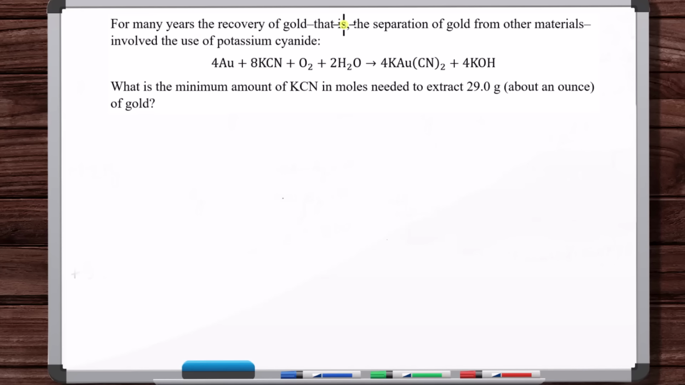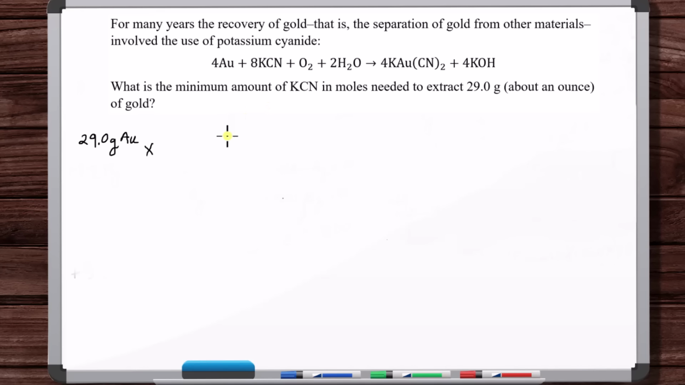For many years, the recovery of gold, that is, the separation of gold from other materials, involved the use of potassium cyanide. And so for the separation of gold from other materials, they give us the chemical equation. What is the minimum amount of KCN, potassium cyanide, in moles needed to extract 29 grams of gold? All right, so they give us 29. We're starting with 29 grams of gold.